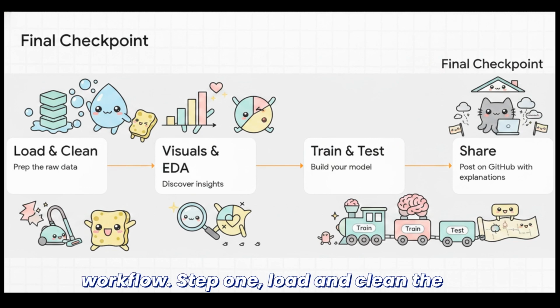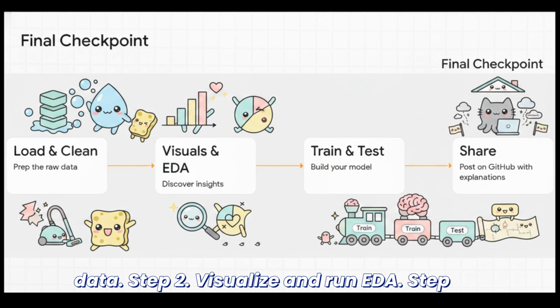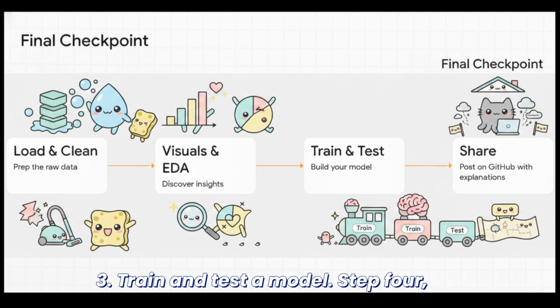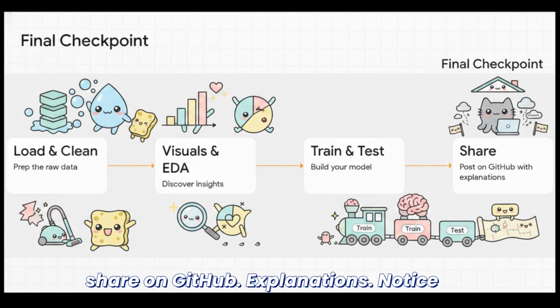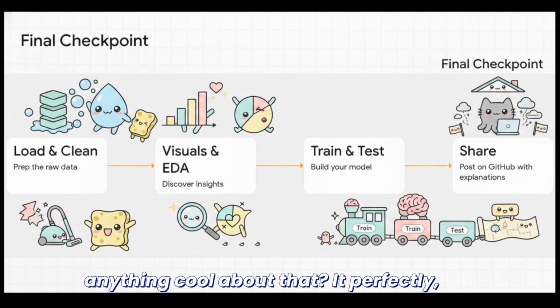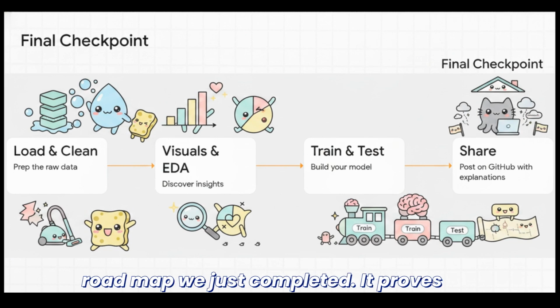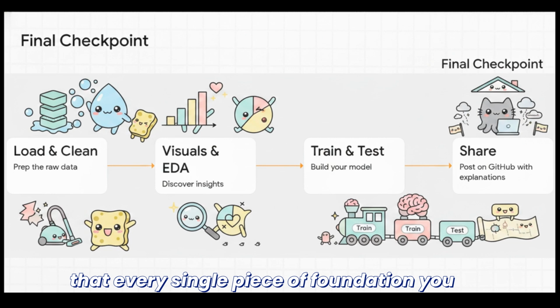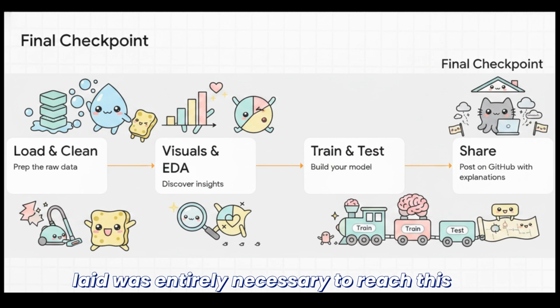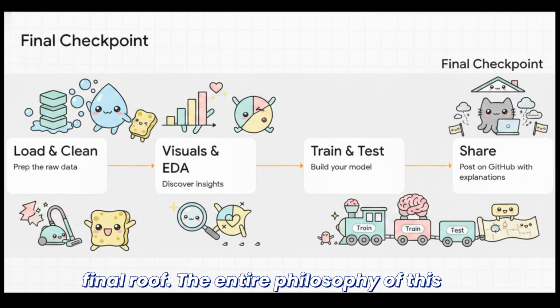Step 1, load and clean the data. Step 2, visualize and run EDA. Step 3, train and test a model. Step 4, share on GitHub with explanations. Notice anything cool about that? It perfectly, beautifully mirrors the exact 5-step roadmap we just completed. It proves that every single piece of foundation you laid was entirely necessary to reach this final roof.